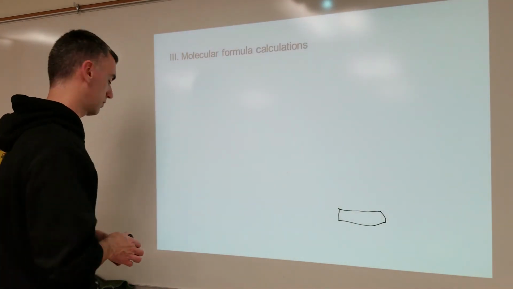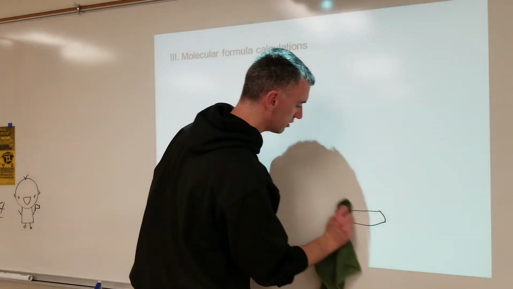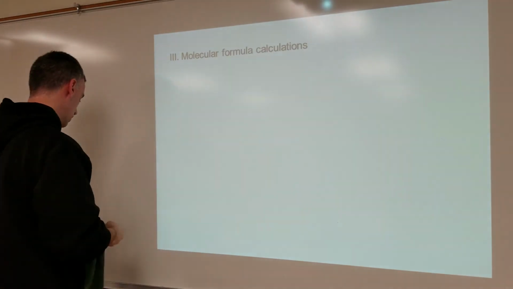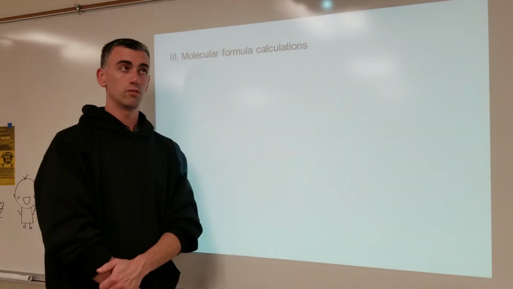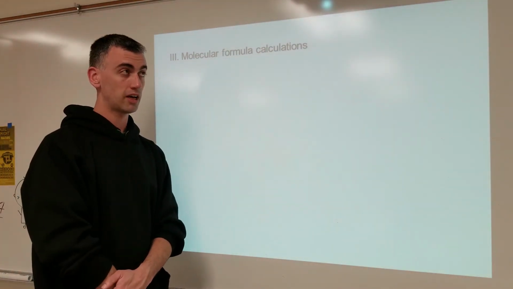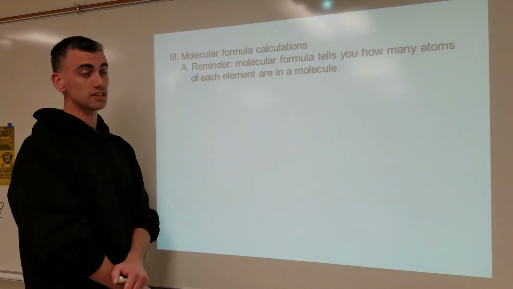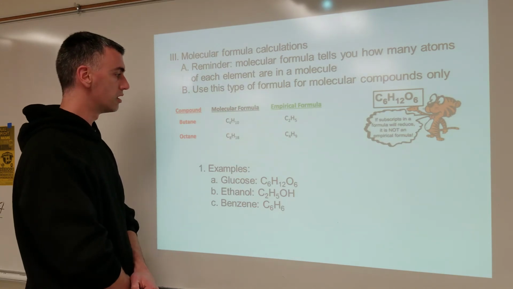What about the molecular formula? How do you deal with the difference? Empirical formula is simply finding a ratio. What if we want you to calculate how many atoms are actually in the molecule? It's actually not that different a process. It's the same thing, but with one extra step.